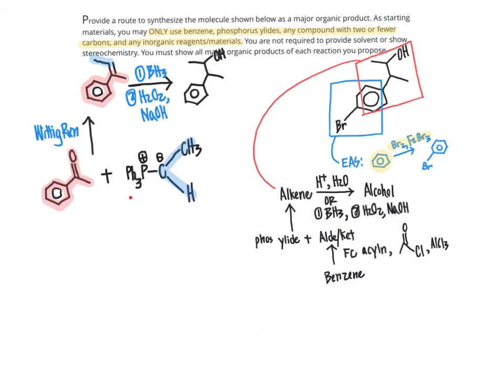We can use this phosphorus ylide that I'm circling as a starting material, even if it has more than 2 carbons, because we can use any phosphorus ylide here. So now, taking a step further back, we select our ketone starting material here.